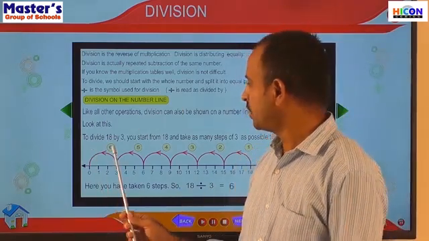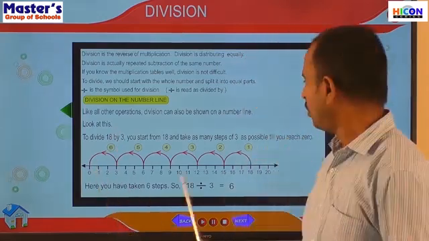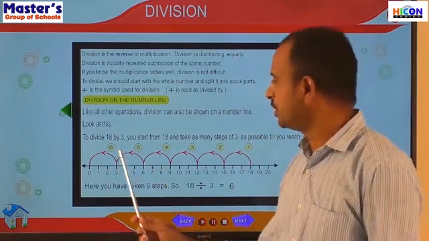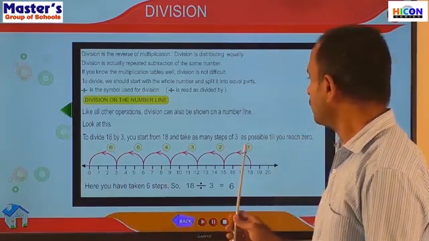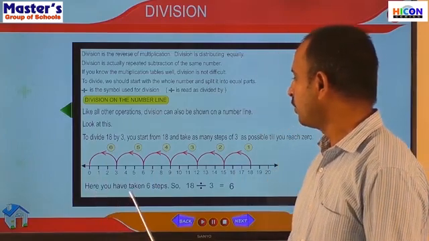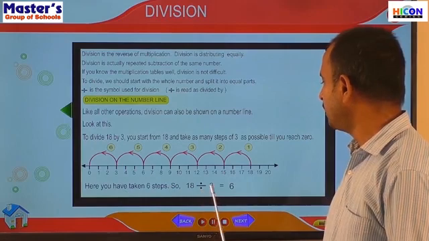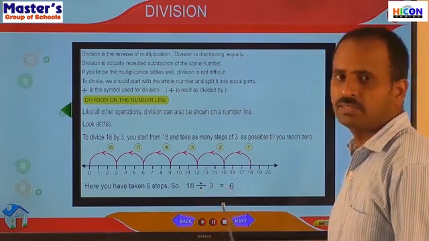The number of steps we have moved to get 0 will be the answer. How many steps have we moved here to reach 0? We have moved 6 steps to reach 0. That's why here we have taken 6 steps. So 18 divided by 3 is equal to 6.